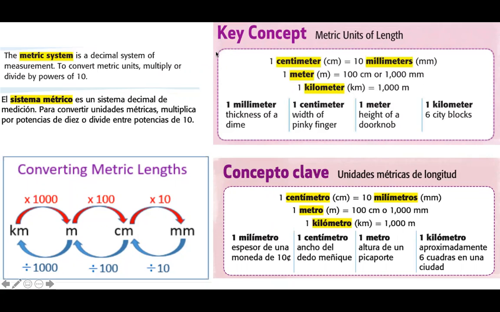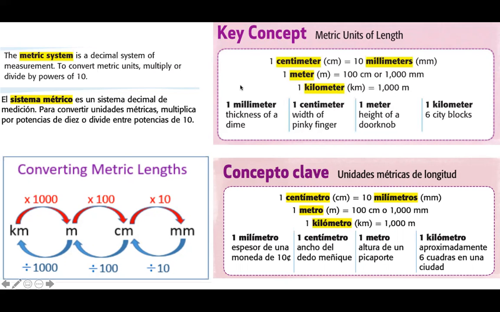All right, so key concepts that you should know, metric units of length. 1 centimeter, abbreviated cm, is equivalent to 10 millimeters, which is abbreviated mm. So 1 meter, abbreviated m, is equivalent to either 100 centimeters or 1,000 millimeters. And 1 kilometer, abbreviated km, is equal to 1,000 meters.